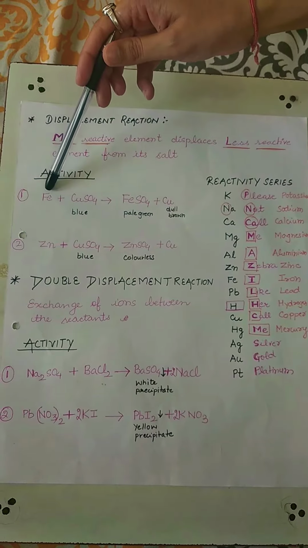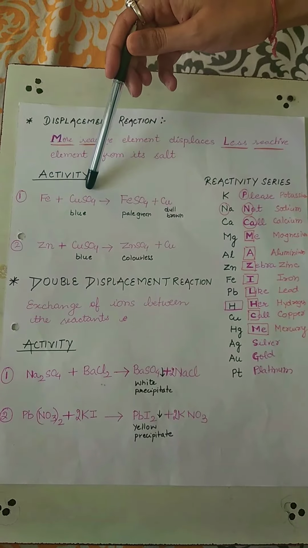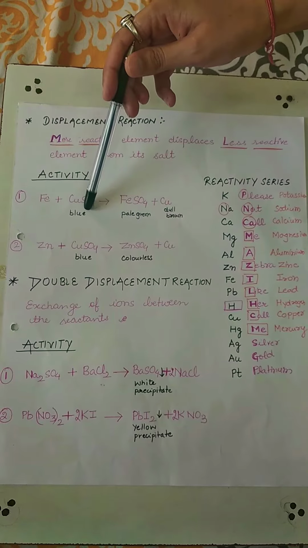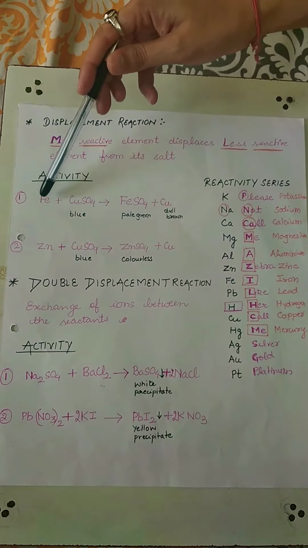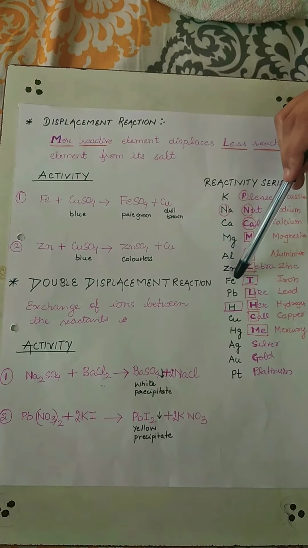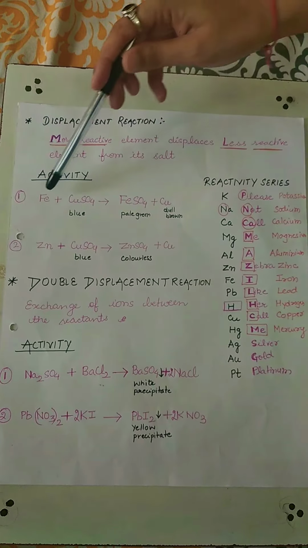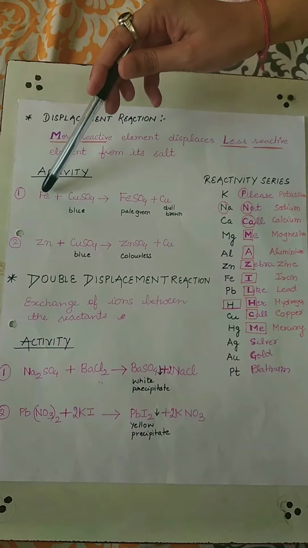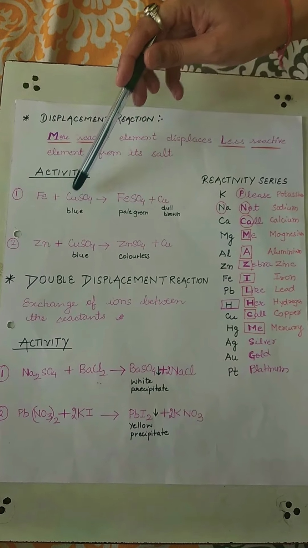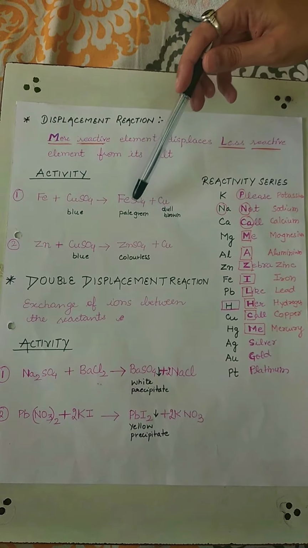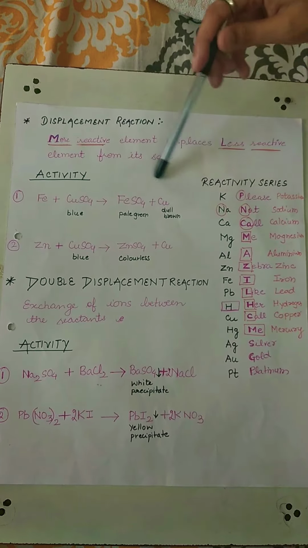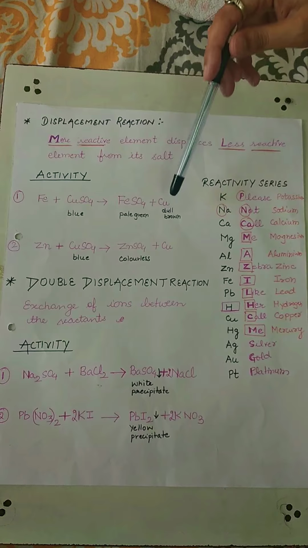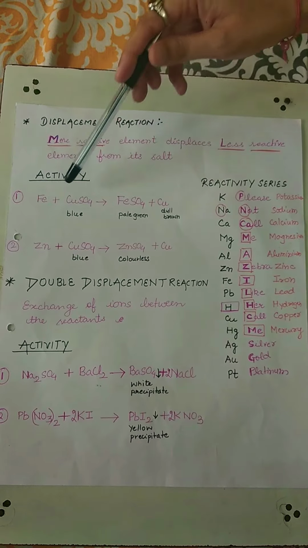For example, here you can see we have to study two activities. One is the reaction between iron nail and copper sulfate. Copper sulfate is a blue color substance. When iron is added to copper sulfate, what happened? Iron is above copper, so iron is more reactive than copper. Iron will displace copper from its place and will form FeSO4, which is pale green in color, plus copper, which is dull brown in color, is deposited over iron.